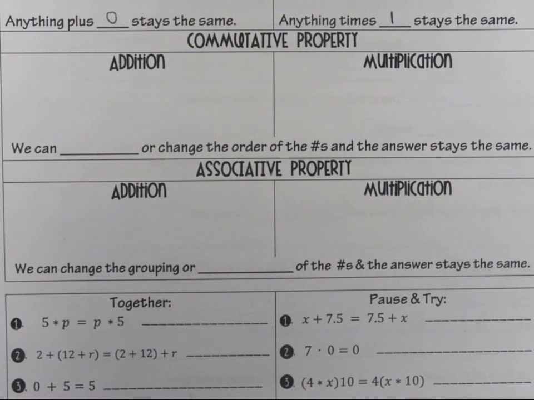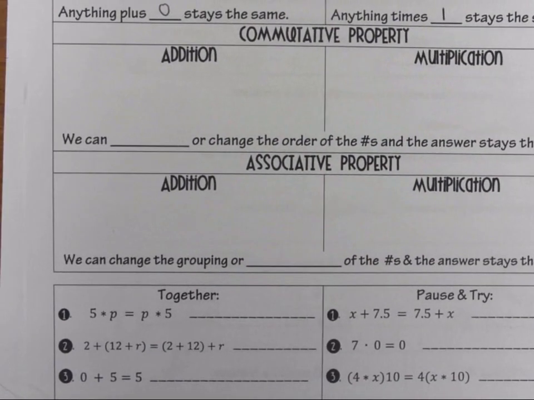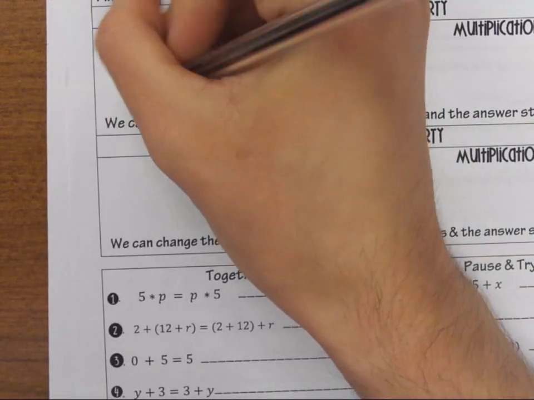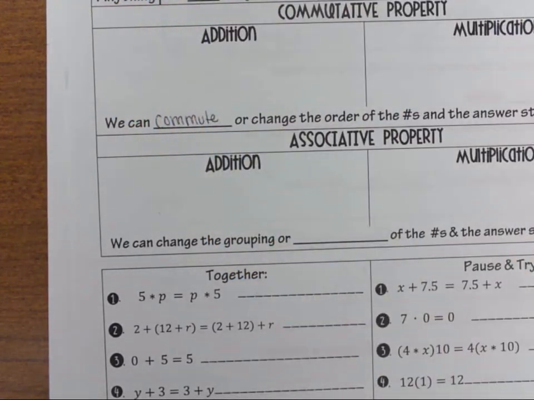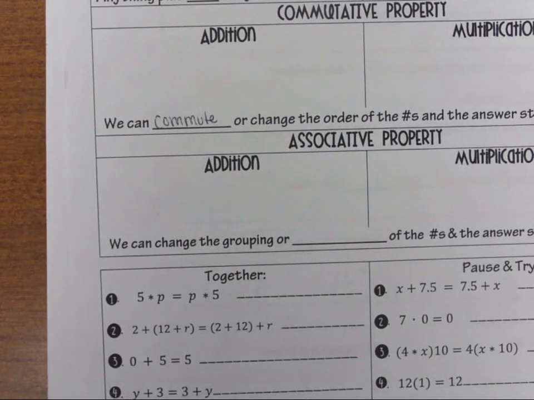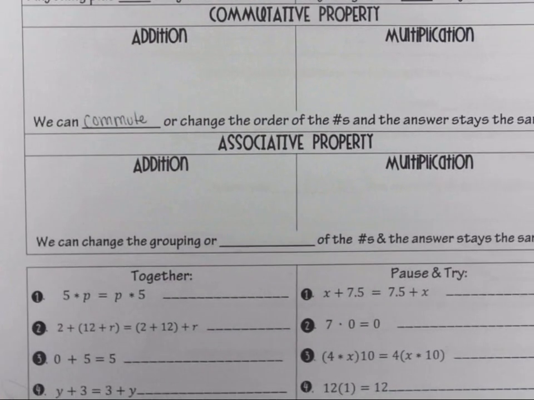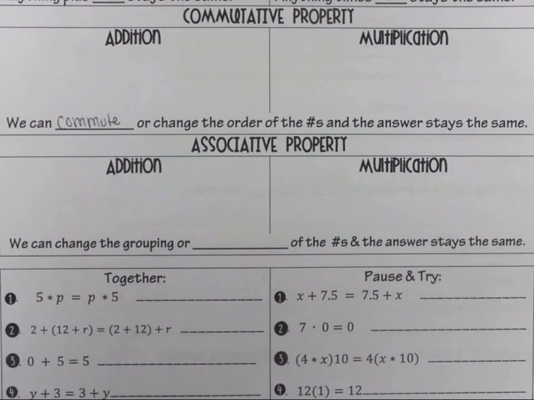We've talked about this one a little bit before, but not in too much detail. So the commutative property says that we can commute or change the order of the numbers and the answer stays the same. So what that means, commute, that's kind of a big word. Maybe some of you have heard it before. Maybe your parents commute to work or you commute to school. It means to move or to travel.